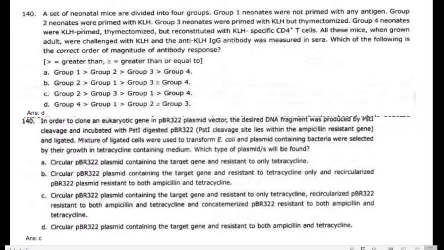Next is the set of neonatal mice. Neonatal mice are divided into 4 groups. One group of neonates were not primed with any antigen. Here, one thing we want to know: these neonatal mice are used in research laboratories.